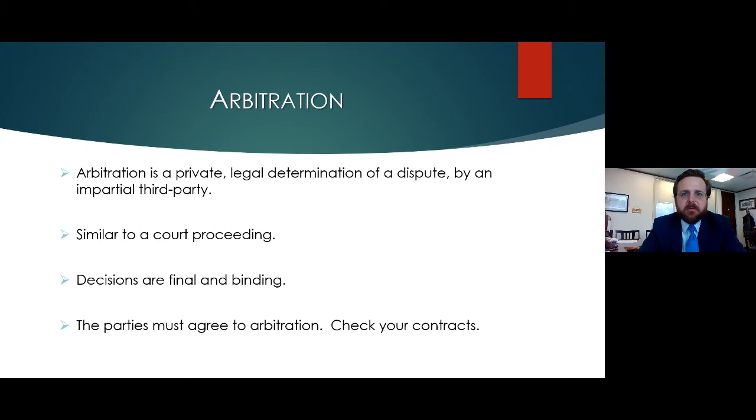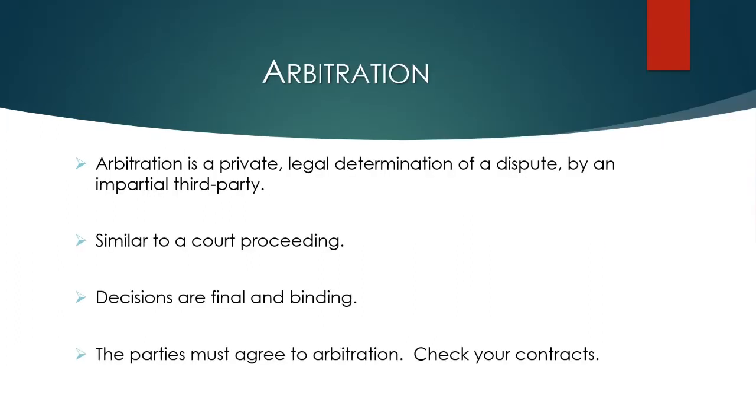As an alternative to court lawsuits, there is arbitration. Arbitration is a private legal determination of a dispute by an impartial third party, the arbitrator. It's somewhat similar to a court proceeding, and different than mediation. Arbitration decisions are final and binding. The result of an arbitration is akin to a judgment as a result of a lawsuit.